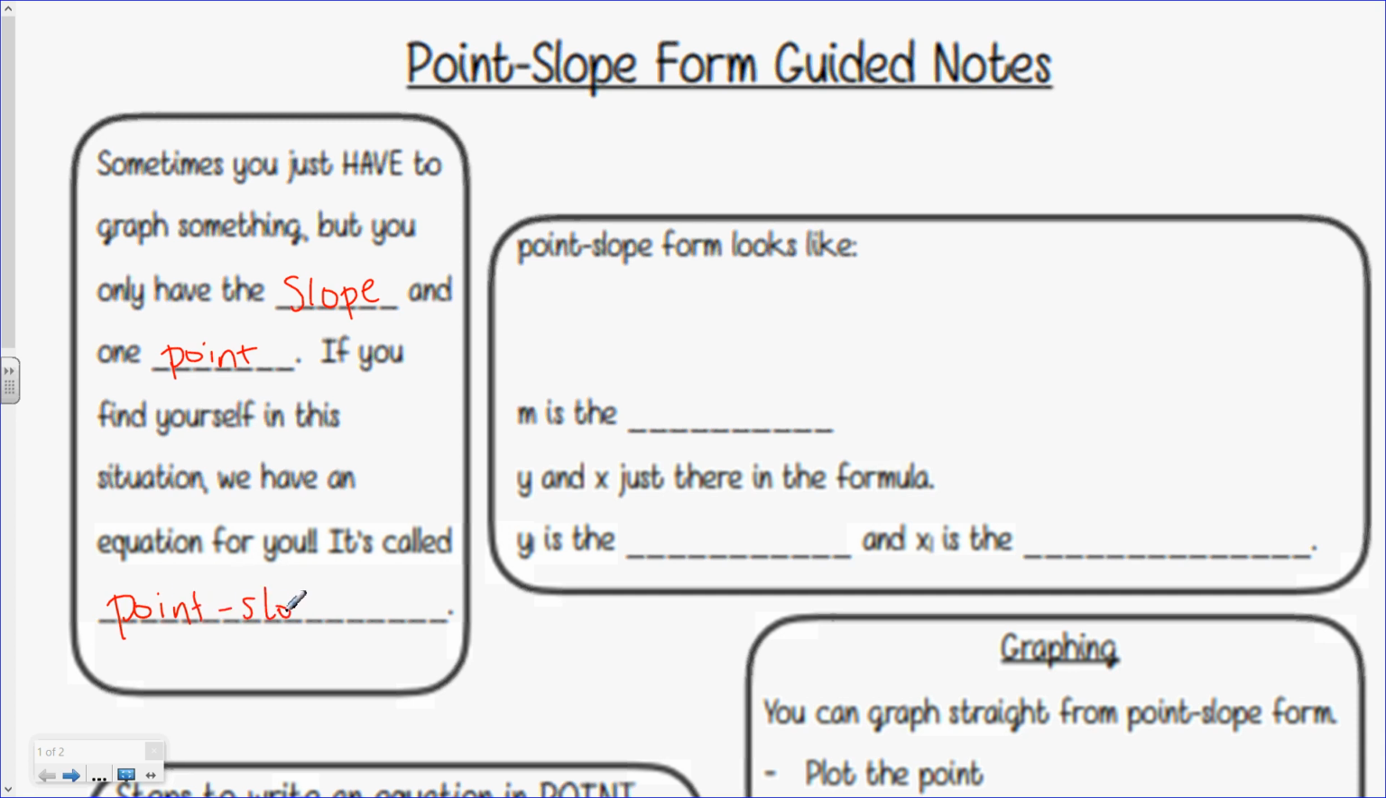So just like slope intercept form, it tells us what we need. We need a point and we need the slope. Point slope form looks like this: y minus y1 equals m times x minus x1, where m is the slope, just like we've done. x and y are just there in the formula, and then y1 is the y coordinate and x1 is the x coordinate in my point.